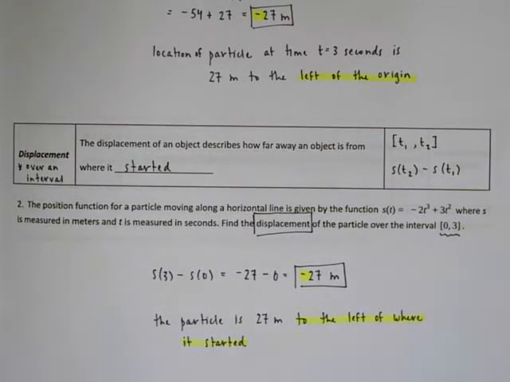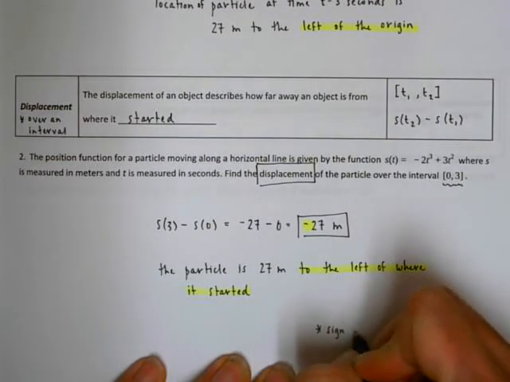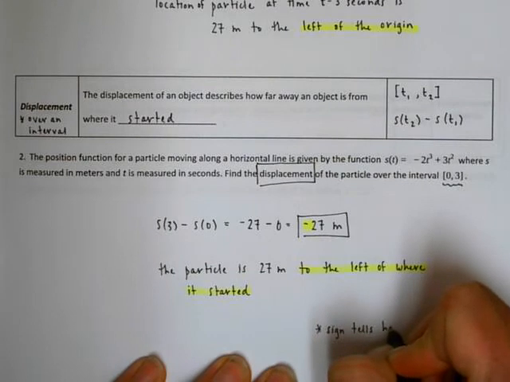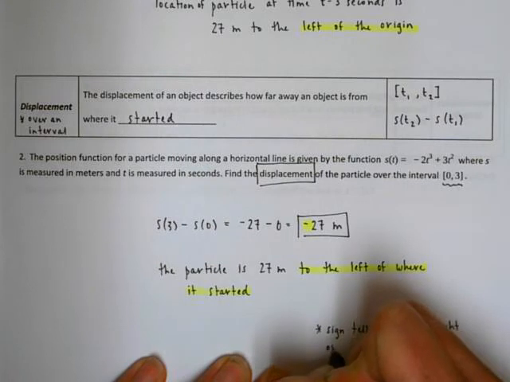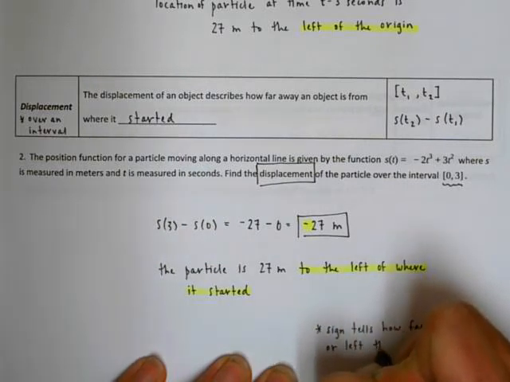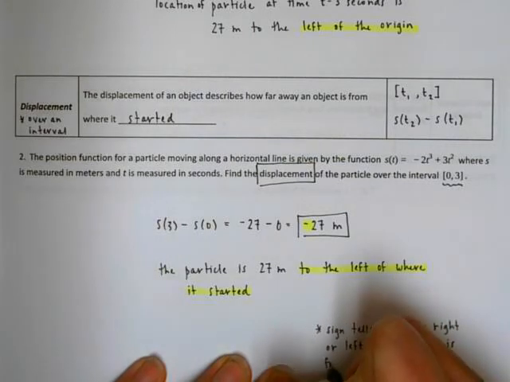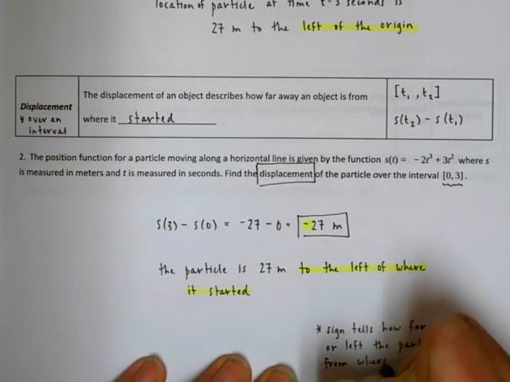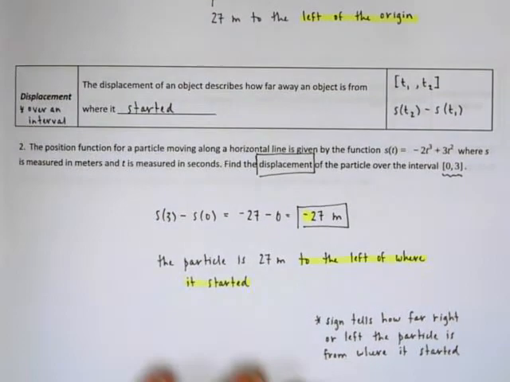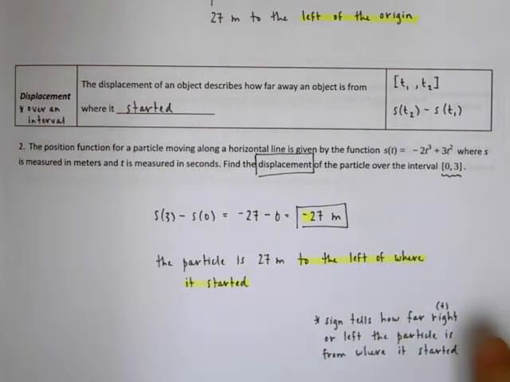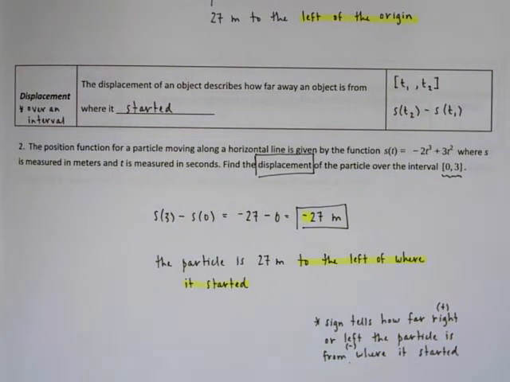Okay, so I'm going to make a note here that the sign tells how far right or left the particle is from where it started. So if the sign is positive, it's to the right of where it started. If it's negative, sorry, I'm squeezing that in there, it's to the left of where it started.